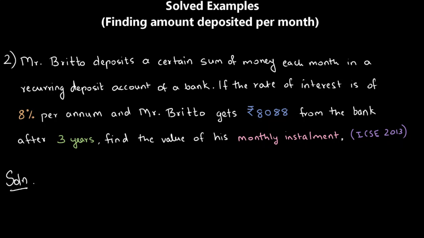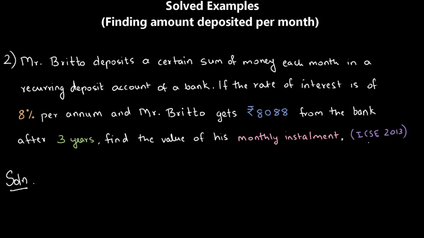Another question in the banking chapter. Over here we'll be finding the amount deposited per month. So the question here says that Mr. Brito deposits a certain sum of money each month in a recurring deposit account of a bank. If the rate of interest is 8% per annum and Mr. Brito gets rupees 8088 from the bank after 3 years, find the value of his monthly installments.